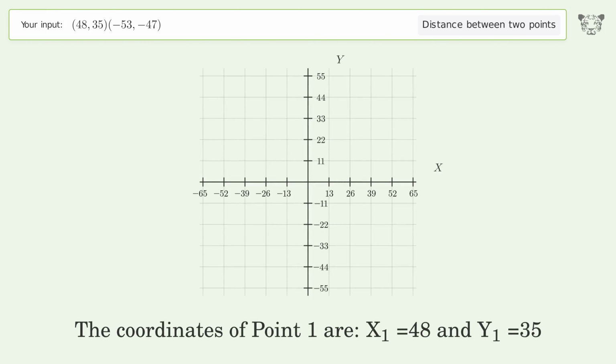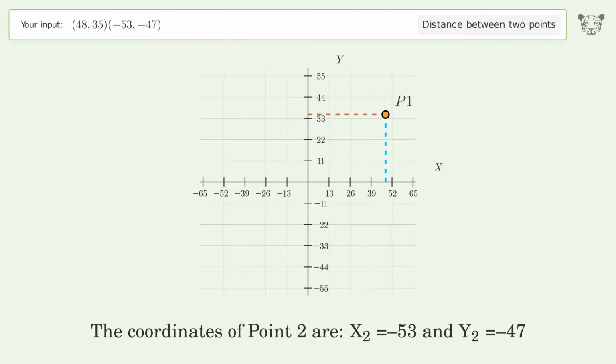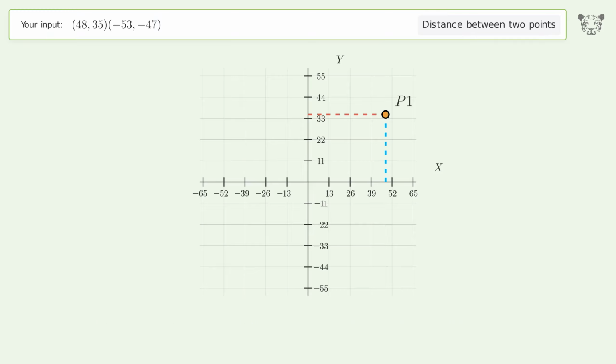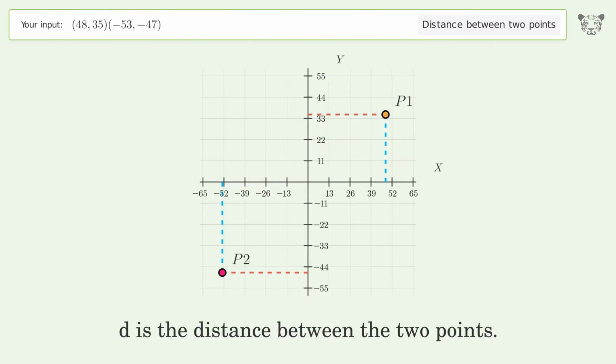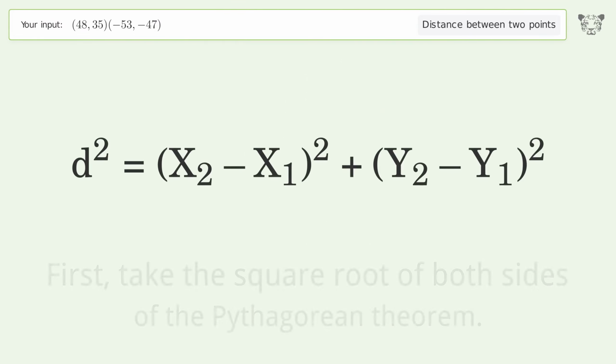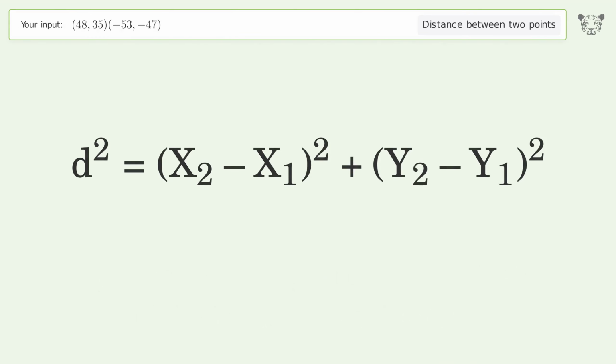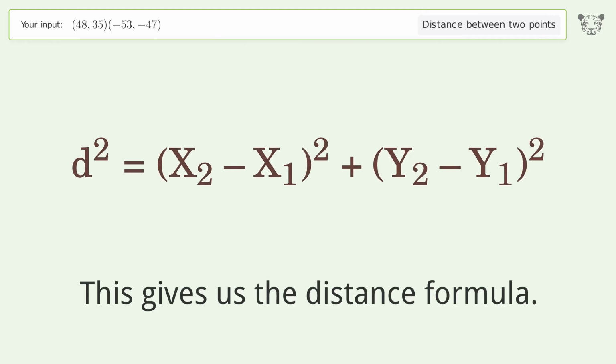The coordinates of point 1 are x1 equals 48 and y1 equals 35. The coordinates of point 2 are x2 equals negative 53 and y2 equals negative 47. D is the distance between the 2 points. First, take the square root of both sides of the Pythagorean theorem. This gives us the distance formula.